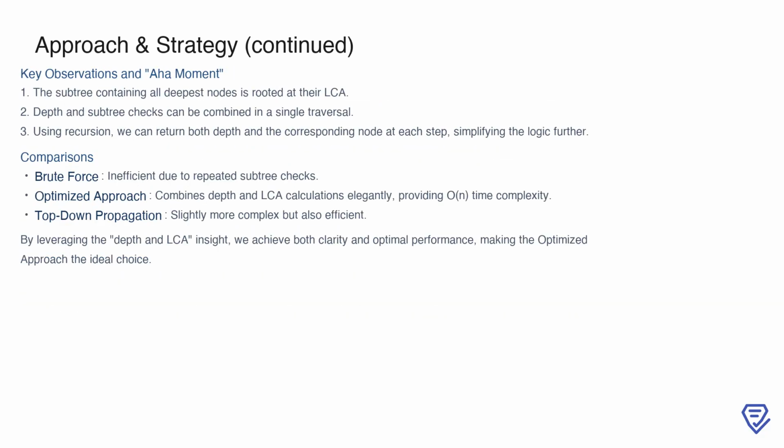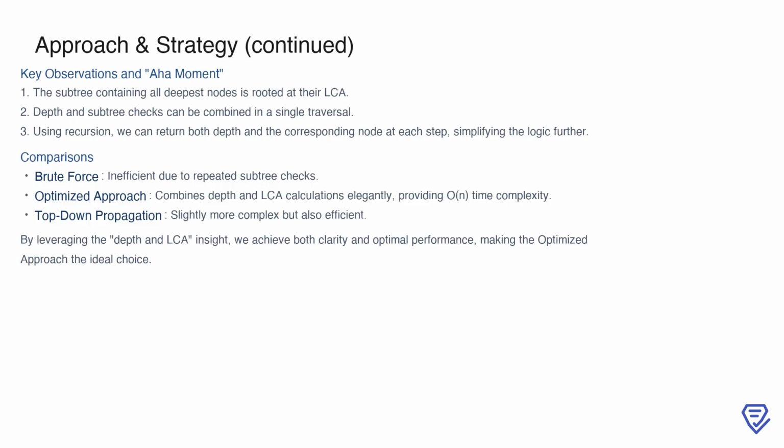The key insight that simplifies this problem is recognizing that the subtree containing all the deepest nodes is rooted at their lowest common ancestor. By combining depth calculation and subtree checks into a single traversal, we can solve the problem more efficiently. Using recursion, we return both the depth and the corresponding node for each subtree, which keeps the logic clean and easy to follow.